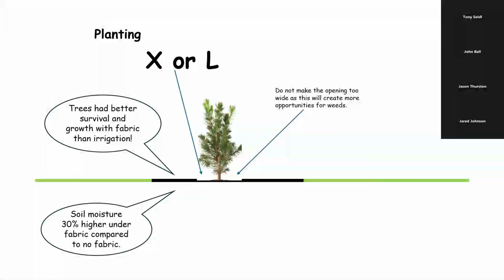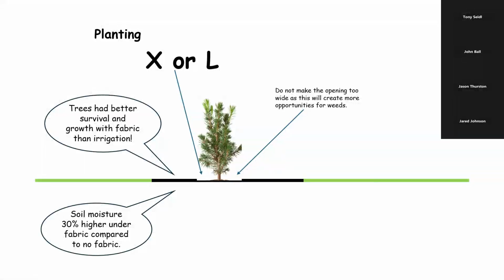Well, one of the other things we do at planting is we do use fabric. I thought this was interesting. There was a great little study done, and they looked at watering versus not watering, fabric versus no fabric, fabric and watering, and so on and so forth. And they found that the trees had better survival and growth with fabric than irrigation. Now, when you looked at the study, they were not dealing with some of the drought conditions we do out in the Dakotas. But nevertheless, fabric is critical.